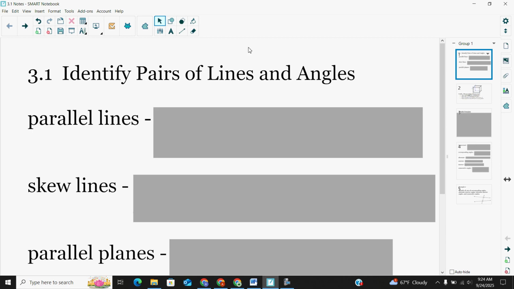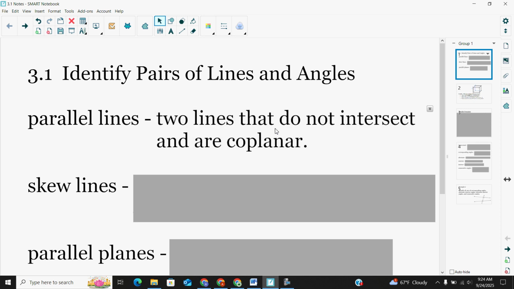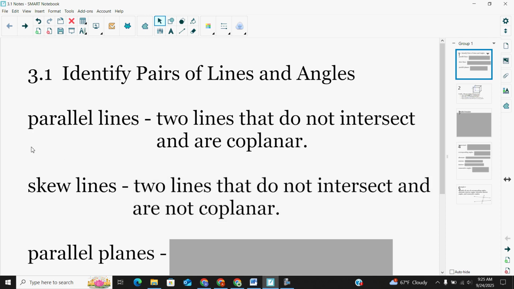Parallel lines, hopefully that's a phrase you're familiar with. The formal definition: two lines that do not intersect. Hopefully that part we're familiar with. And are coplanar. Parallel lines, yes, they don't intersect, but they also need to lie on the same plane. The skew lines also do not intersect, but skew lines are not coplanar.